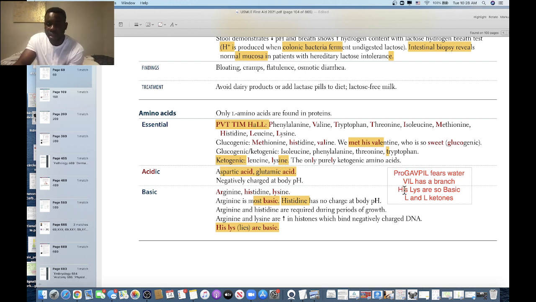And now here we have His Lies are basic. Now why are these important to us? Because they are used in DNA synthesis, since the nucleic acids are what? They are acids, as the name suggests, nucleic acids. They are acids, so they need some basic thing to wind against, right? So histidine and lysine are important in that sense.